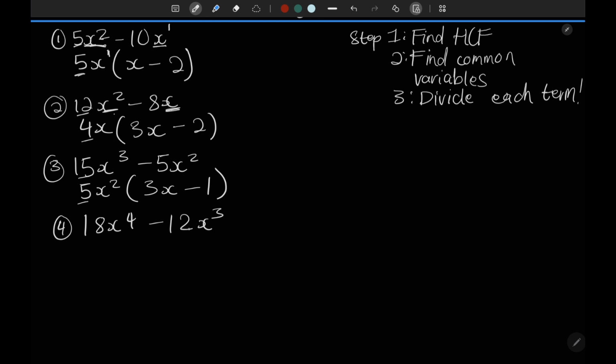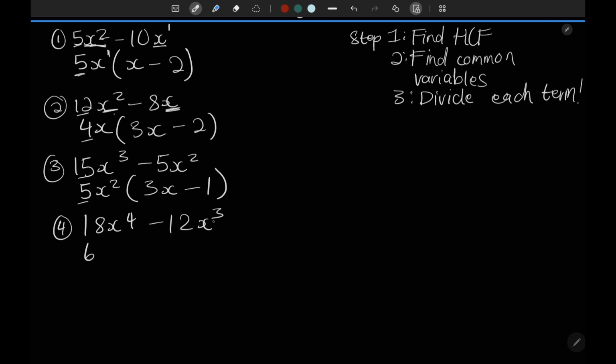You can try different variations. Just make sure that they can both go into that certain number, that a certain number can go into 18 and 12, excuse me. So your answer should be 6. 6, x to the power 4 and x to the power 3.